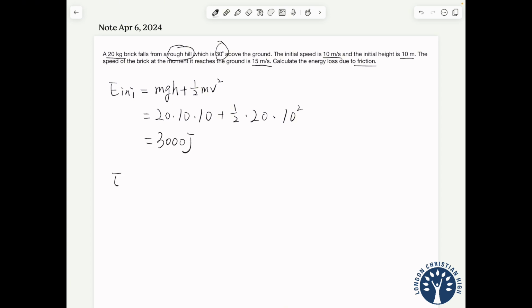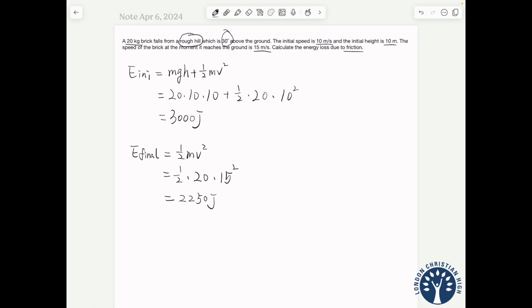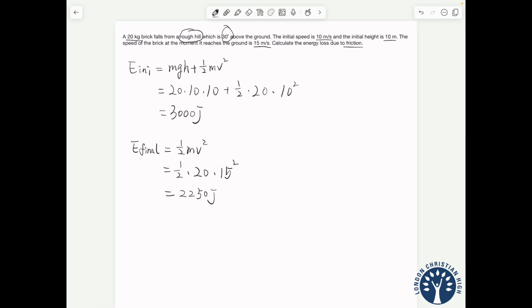Now let's take a look at the final energy. Of course, when it reaches the ground, there will no longer be gravitational energy left. All the energy will be kinetic. That will be 1/2 times 20 times 15 squared. This will equal 2250 joules. As you can see, the initial energy does not equal the final energy because, like I mentioned, this is a rough hill, and since there is friction, a part of the energy will be lost due to friction.